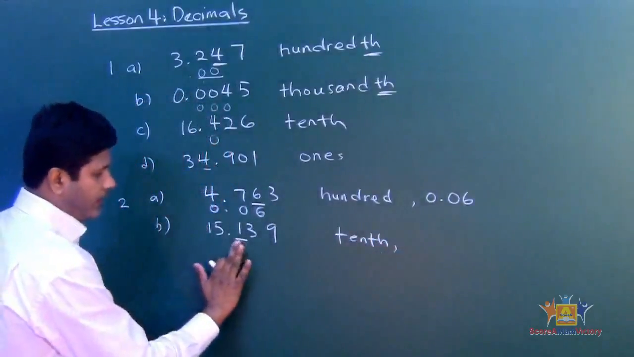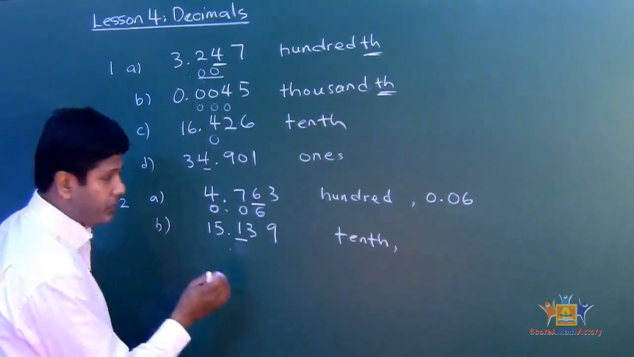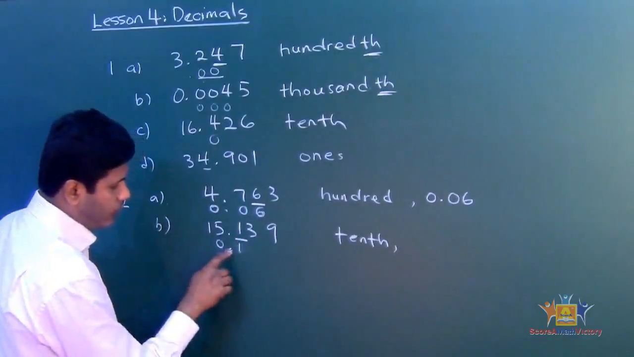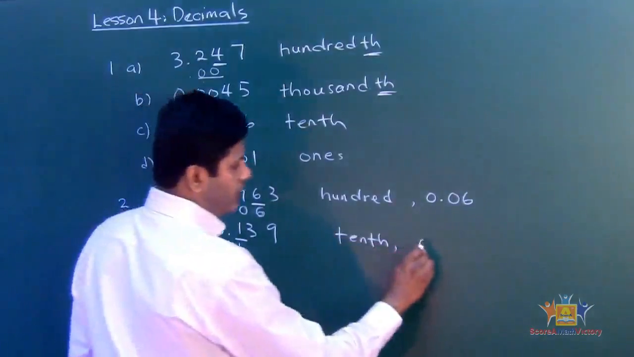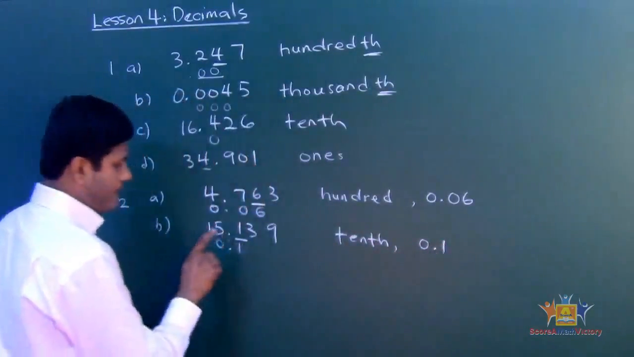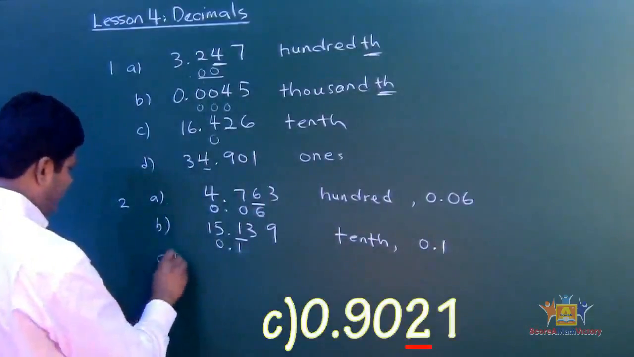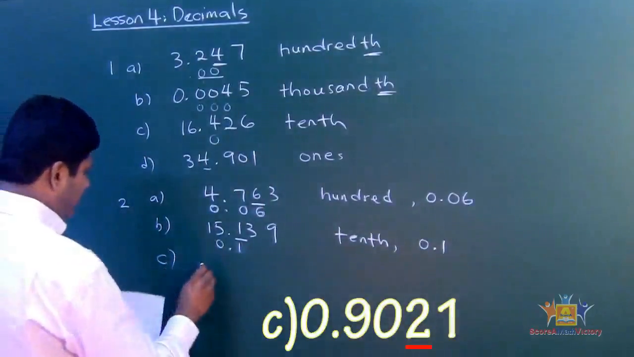Now I want to find the value of 1. So I bring the 1 down. See the decimal right there? Put a 0. So 0.1. So it will be 0.1. That's the value of that number 1. Okay, C.